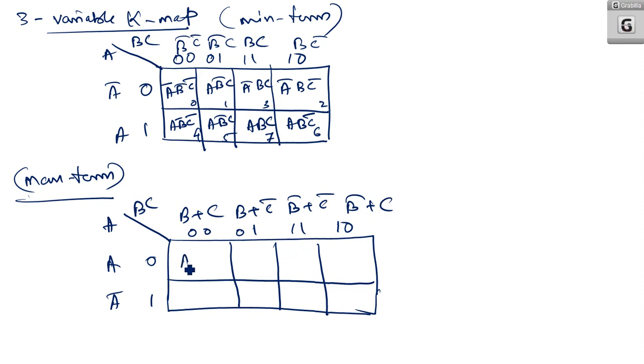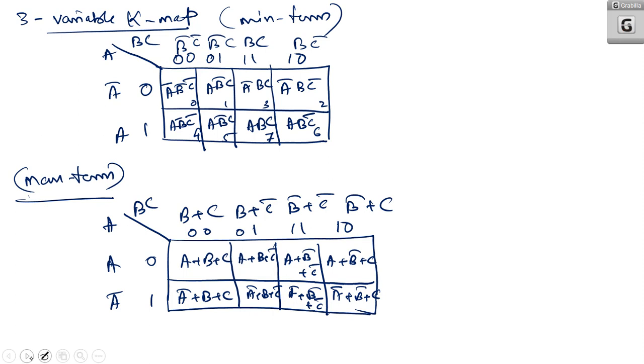So here what we are having is A or B or C. This is A or B or C bar, A or B bar or C bar, A or B bar or C. Here what we are having is A bar or B or C. This is A bar or B or C bar, A bar or B bar or C bar, A bar or B bar or C. Okay. So this is the corresponding maxterm type representation of three variable K-map.